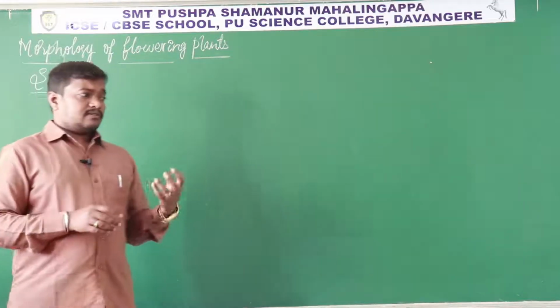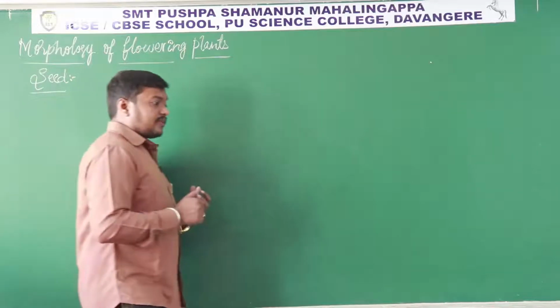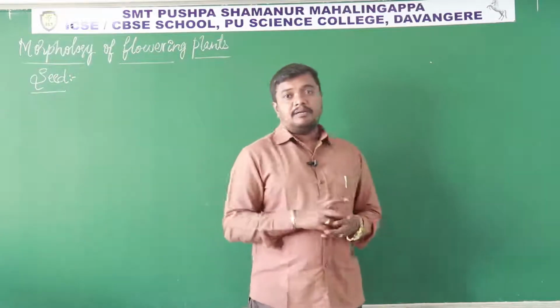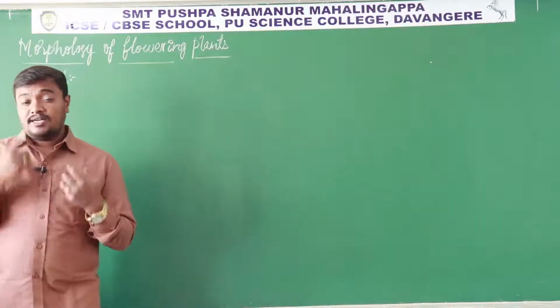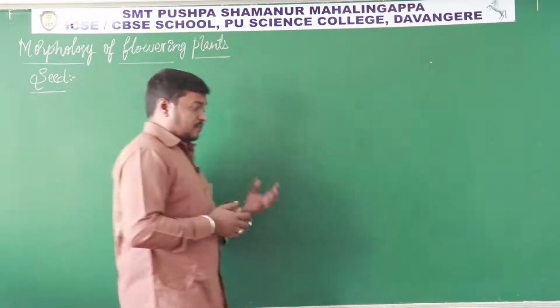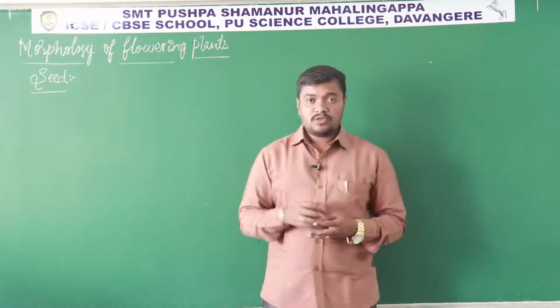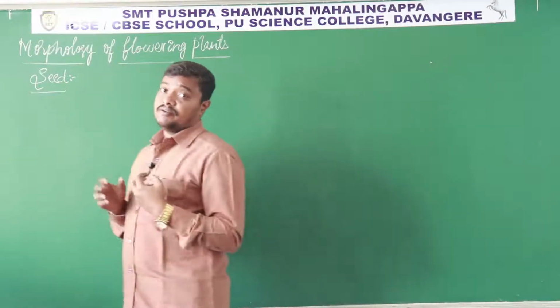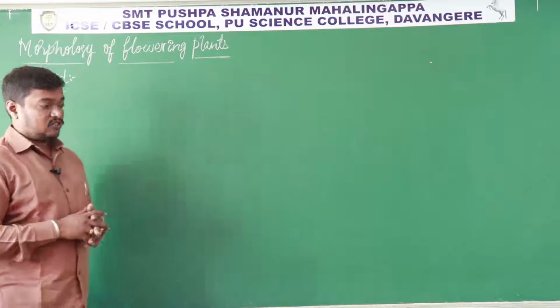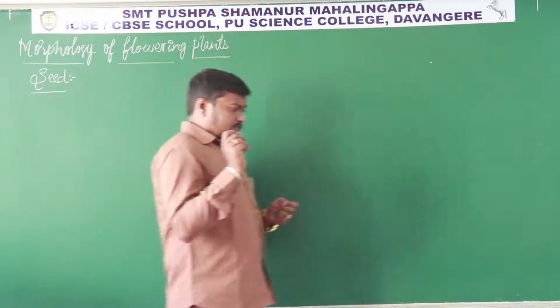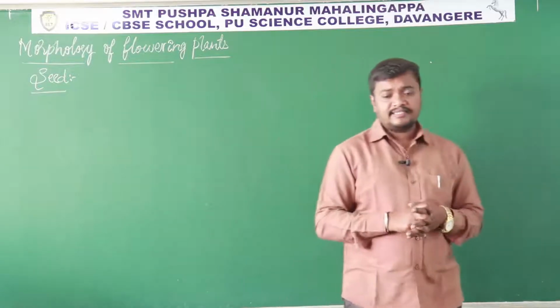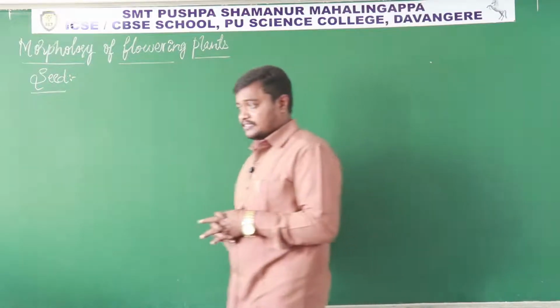We discussed the structure of mango as well as coconut. In mango, the edible part is the mesocarp and the endocarp is very hard. In the coconut also, the endocarp is very hard and the mesocarp is fibrous in nature. So that is what we discussed in the previous class.